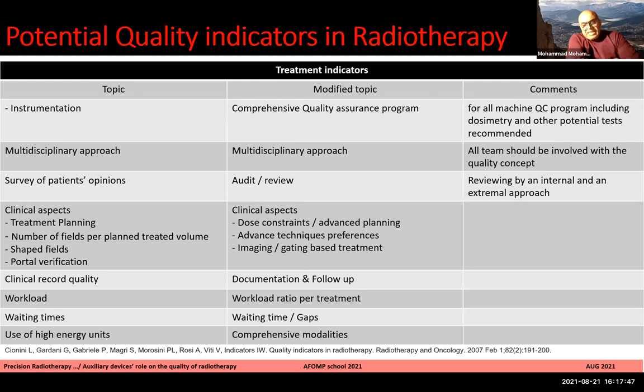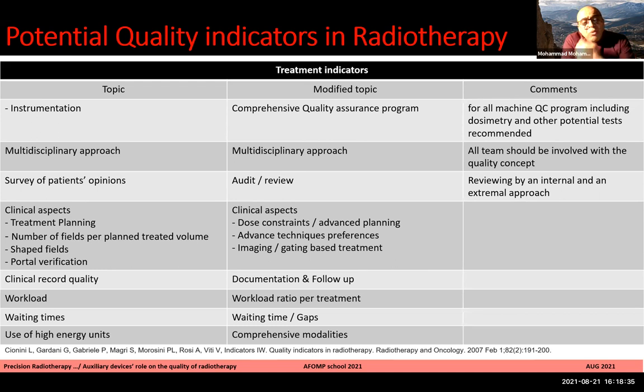Sinoni from Italy, 2007, published a paper about the treatment indicators in radiation therapy, and they introduced some treatment indicators that you can see in the left column, starting with instrumentation, multidisciplinary approach, survey of patient opinion, and for clinical aspect, treatment planning, number of fields, shaped field, and portal verifications included. And following with clinical record quality, workload, waiting times, and use of high energy machines are nominated as parameters to convert quality of treatment to quantity.